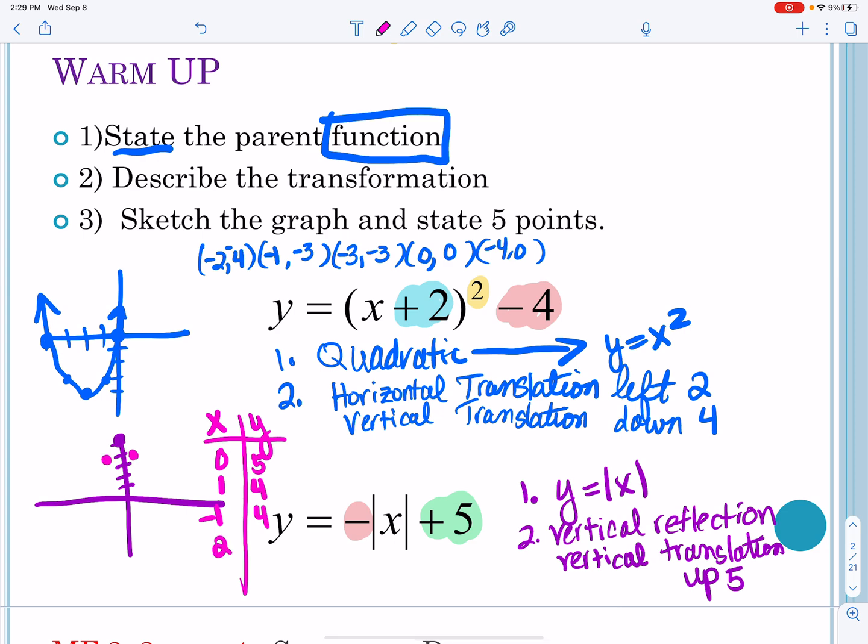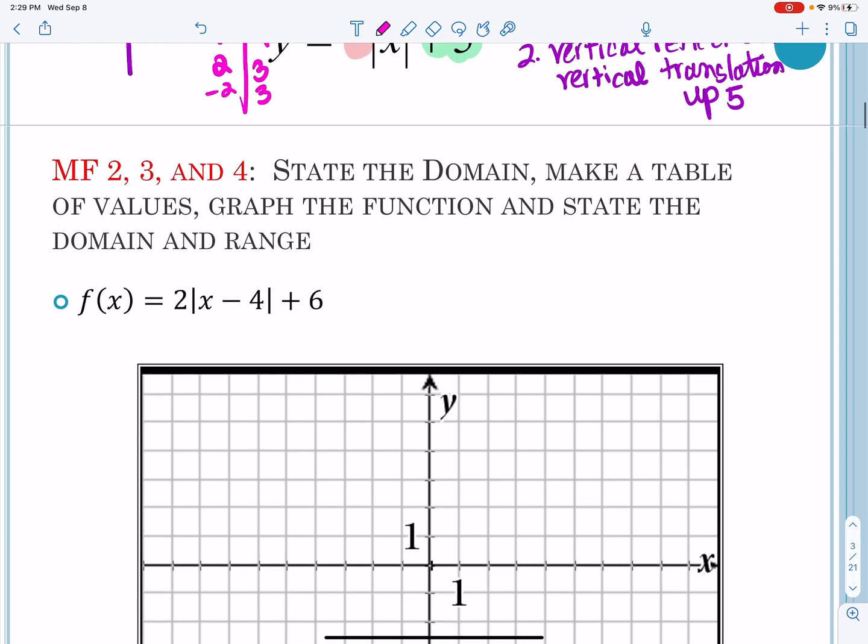And if you put in 2, that would be negative 2 plus 5 is 3. And so you would also have a point at (-2, 3). So your graph would look like this. Okay? And these would be the simple ones that you would see. Okay? No dilations on this part.